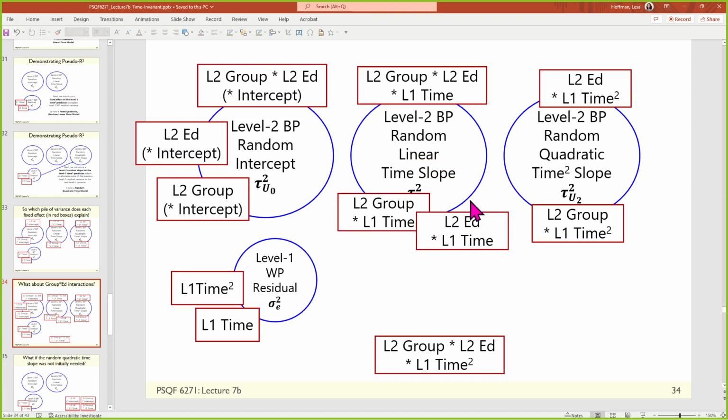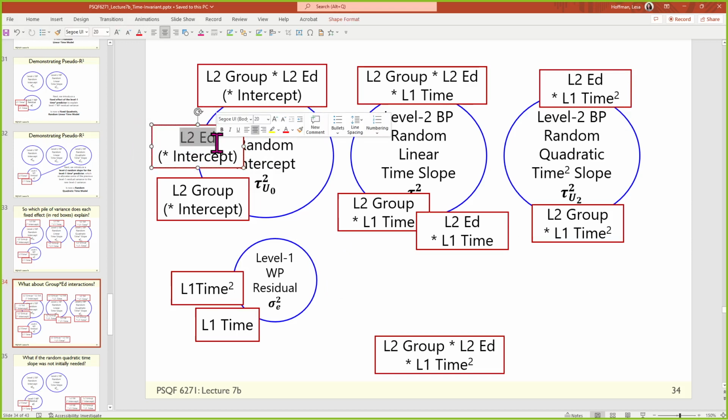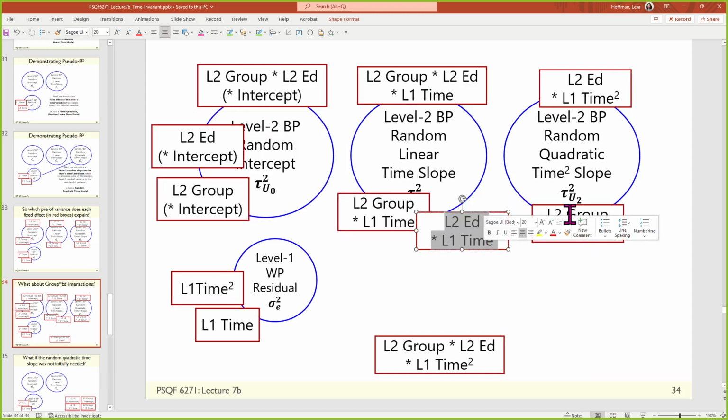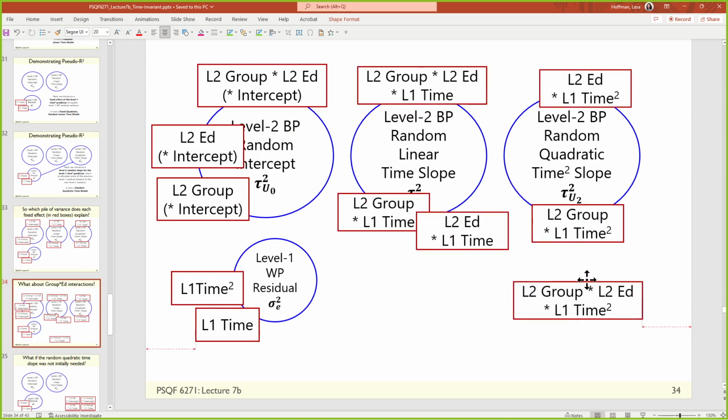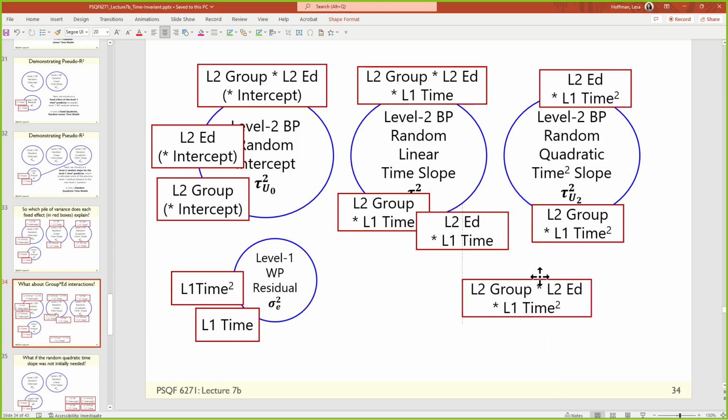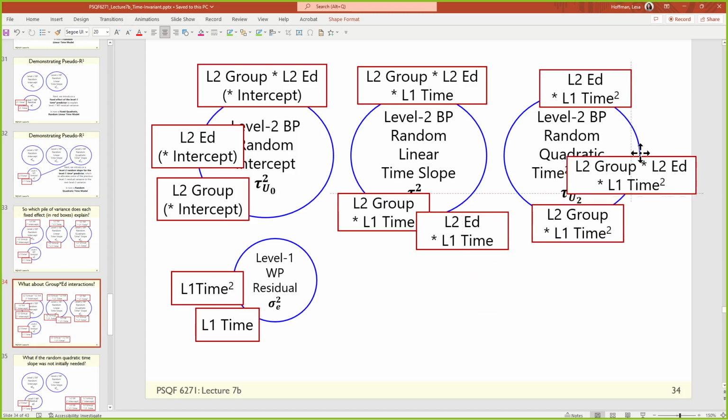Group by time, and did I miss one? Where did they go? Oh yeah, no, I haven't put that one out there. Okay. So yes, main effect of education, main effect of group, group by time, ed by time, group by time squared, ed by time squared. So now we've got everything we need for that one. Last box, where does this guy go? Group by ed by time squared. Last one. Yep, goes over here.